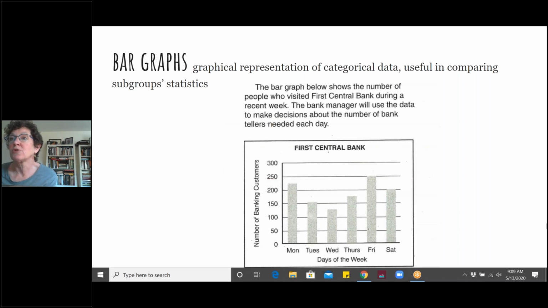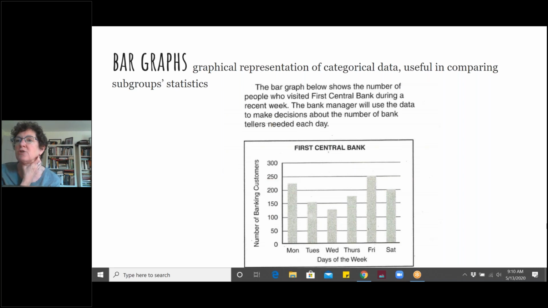Because 100 is half of 200, 25 is half of 50. So then 125 is half of 250. Or you could say Friday has twice the number of customers that Wednesday has. Wednesday has half the number of customers that Friday has.